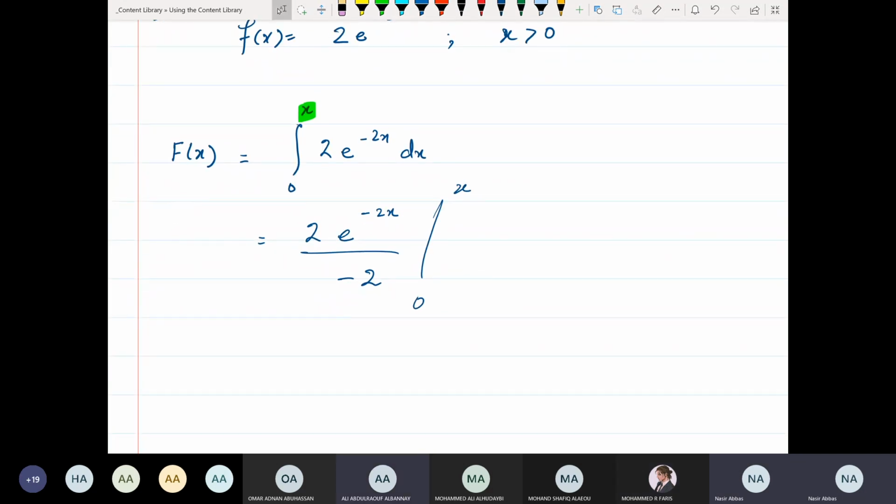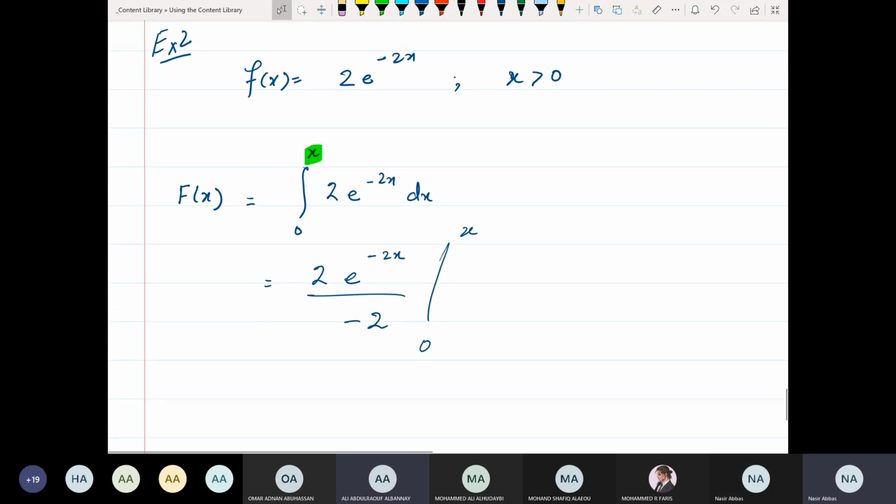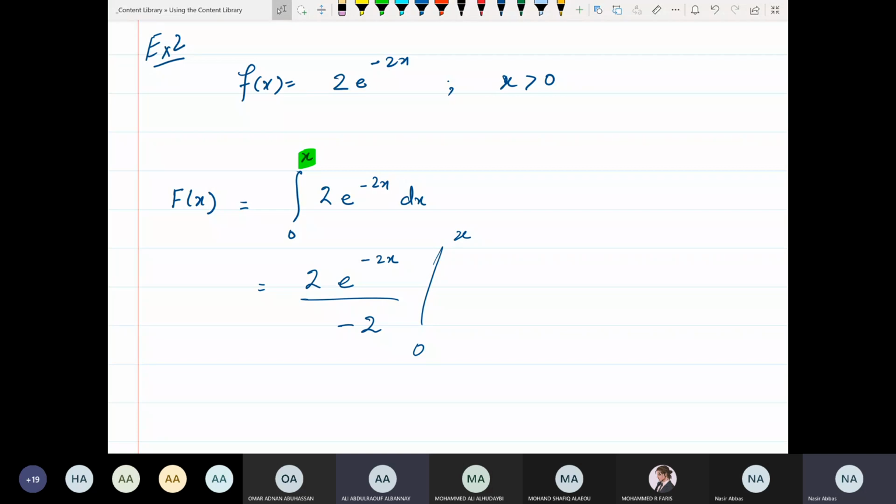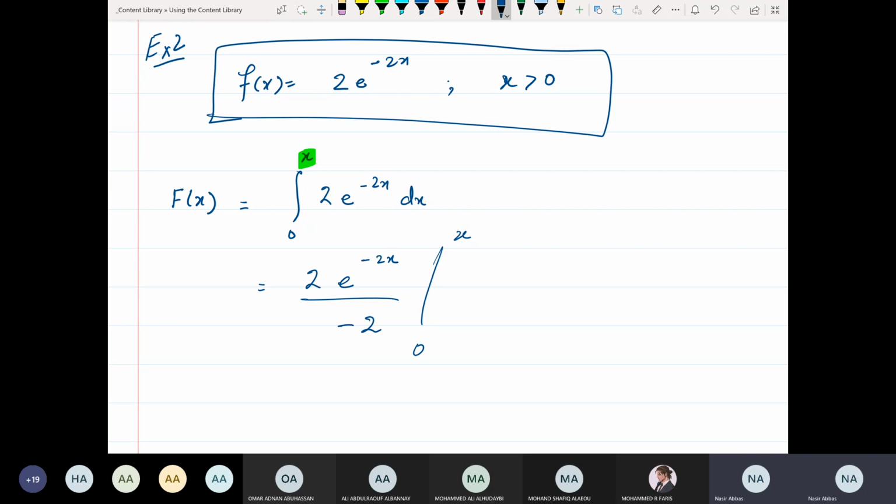I'm sorry, doctor, but shouldn't we change the number to be minus 1? Which minus 1? The minus 2x should be minus 1. No, I think our answer is correct here. Which answer? What you wrote. Okay, it's correct. Thank you.